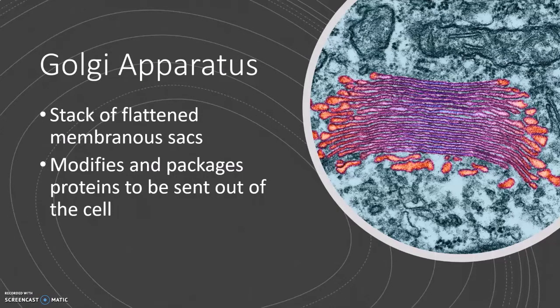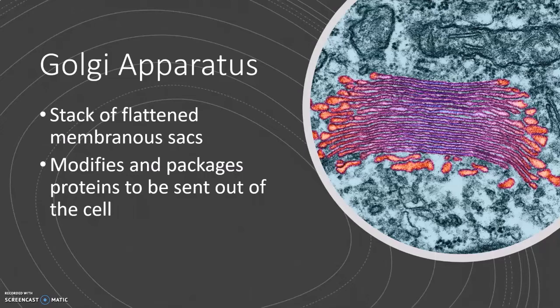Now we have the Golgi apparatus. The Golgi apparatus is going to be a stack of flattened membranous sacs. What do I mean by a membranous sac? Well, essentially it's like a bubble of membrane with an interior part where something can be stored.